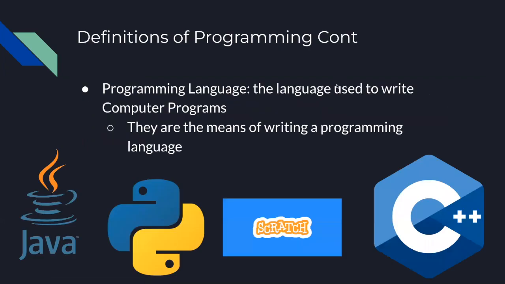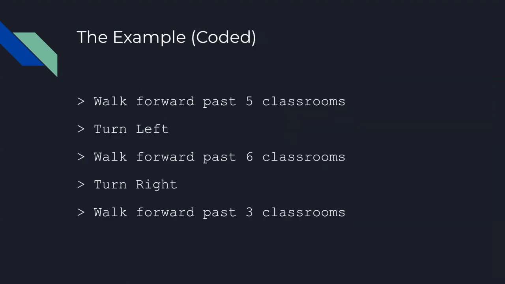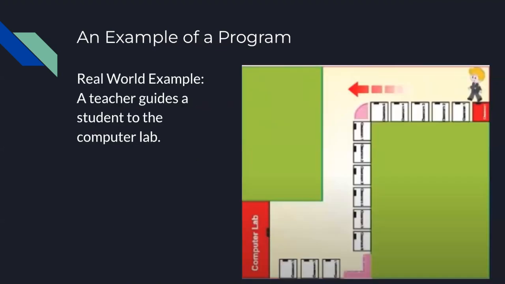Here is an example of a program. In the real world, a teacher may guide a student to the computer lab. Here's a diagram that we'll be following. Notice that it's a helpful diagram, but we need to tell the student exactly how to get to the computer lab. So a set of instructions might look like this: walk forward past 5 classrooms, turn left, walk forward past 6 classrooms, turn right, and walk forward past 3 classrooms. That's kind of what a program is in the real world.